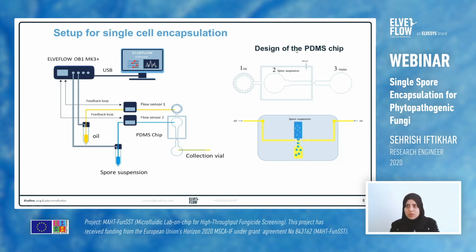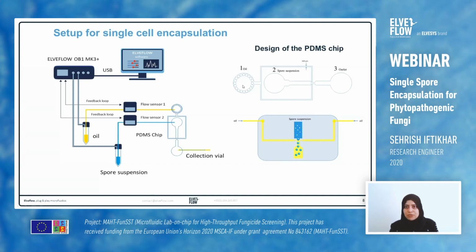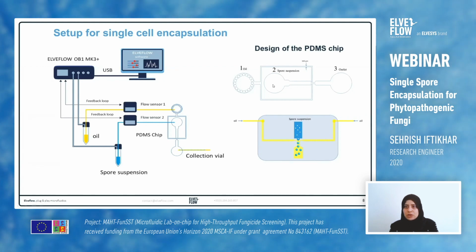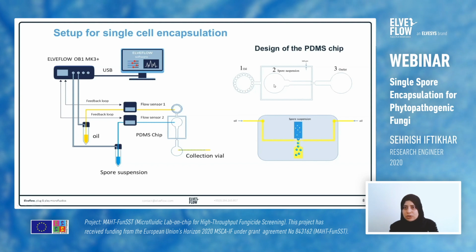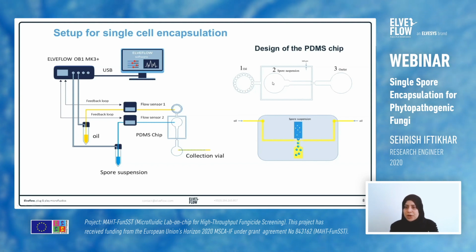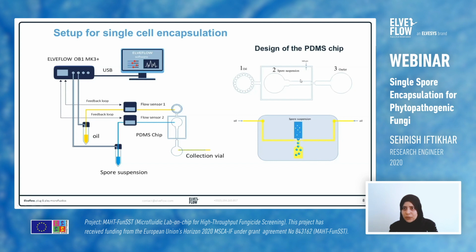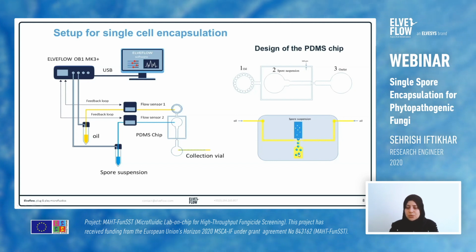So this is the diagram of the PDMS chip, which I used for encapsulation. From the first inlet, we can inject the oil, and from the second one, we will inject the spore suspension. And I forgot to mention before that the spore suspension we prepare in half-strength PDB. And by using the flow focusing technique, we will encapsulate the single spores.